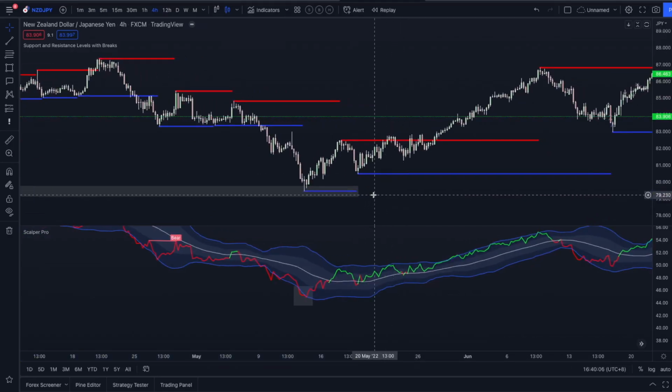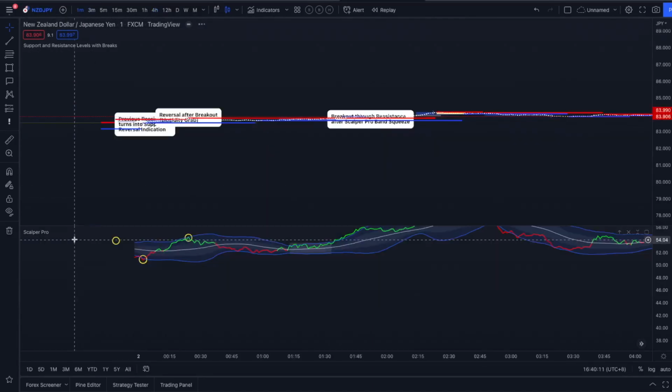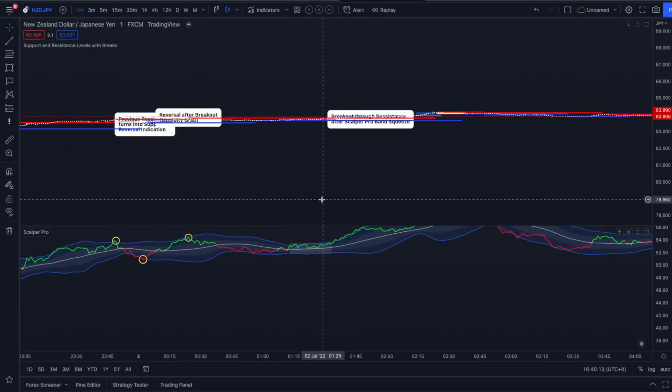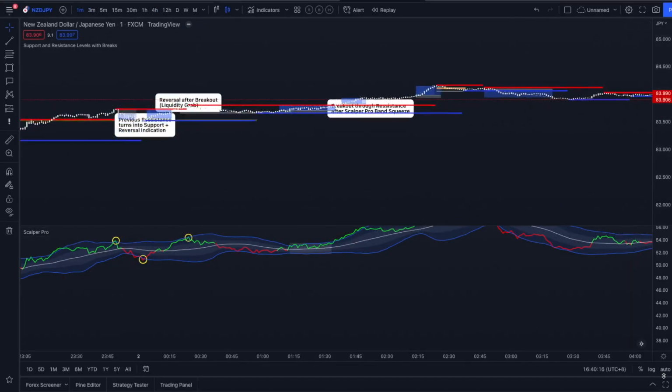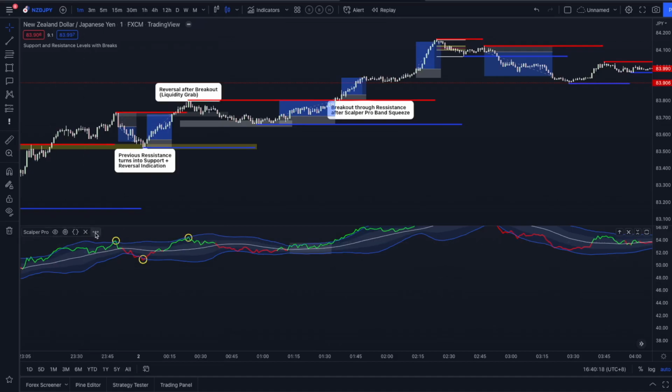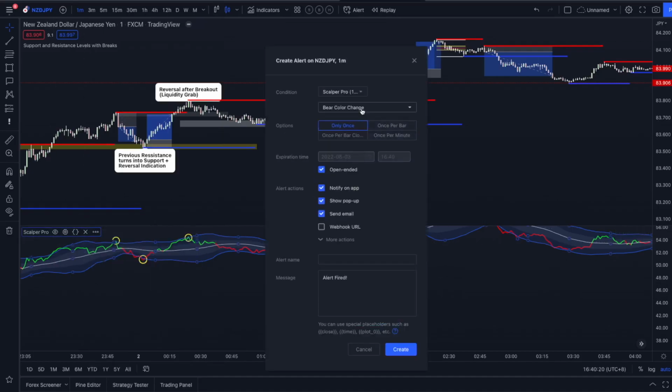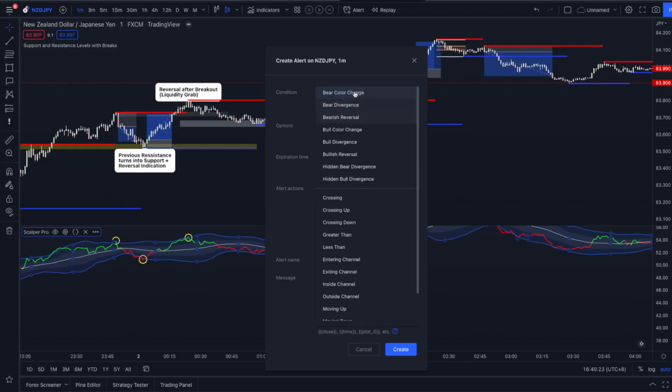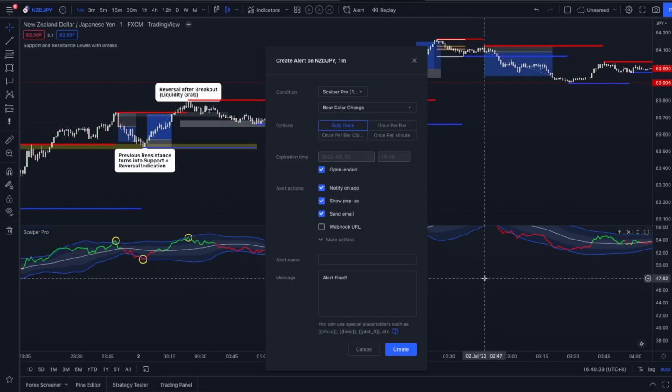So it is a very powerful indicator. You can use it on every asset, on every time frame basically. You can adjust the settings in here, and the best thing about it is you can also set alerts. You can set alerts for everything you want. You can set alerts for a bearish color change, a bearish divergence, a bearish reversal, and bullish color change, bullish divergence, and a bullish reversal. And you can even set alerts for hidden bearish divergence and hidden bullish divergence.